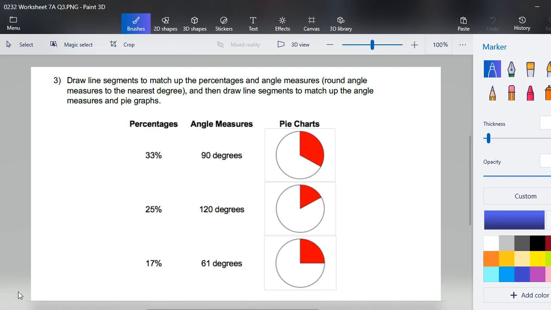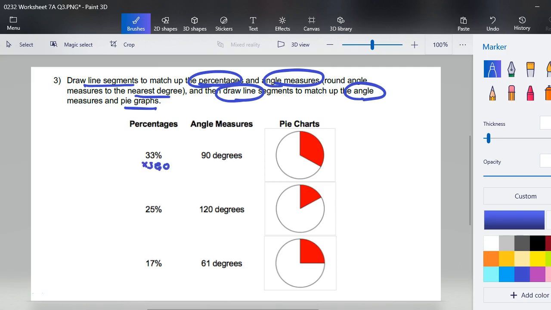There are several things going on in question 3, like drawing line segments so that we can match percentages and angle measures. They ask us to round angle measures to the nearest degree, and drawing line segments to match up with the angle measures on the actual pie graphs. So looking at our percentages, 33%. So 33% times 360, 0.33 times 360, and they asked us to round to the nearest degree.